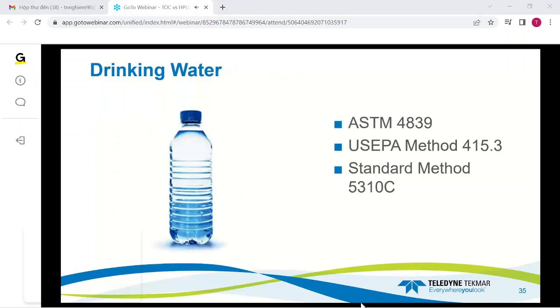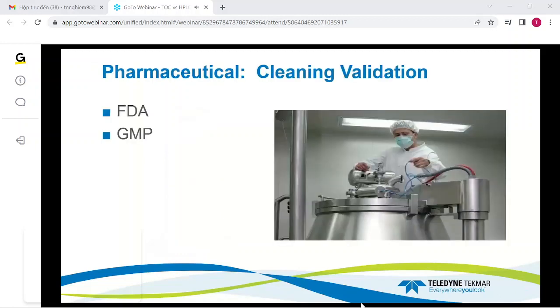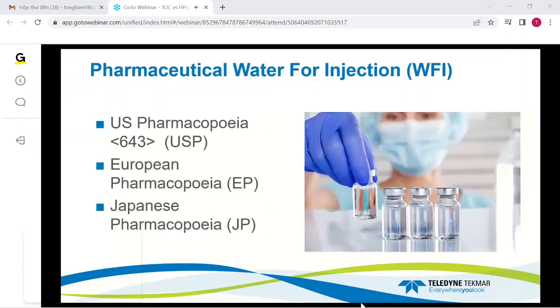So when we start looking at this, yes, I talked about how this system can be used for drinking water. If you're looking at drinking water methods, these are what it's standardized to. But within the pharmaceutical cleaning validations, we go after the FDA, GMP, even USP 643, the European pharmacopoeia, the Japanese pharmacopoeia. And we also look at water for injection, cleaning validations, and other aspects across the pharmaceutical industry with the TOC analyzer, with the Fusion UV persulfate.